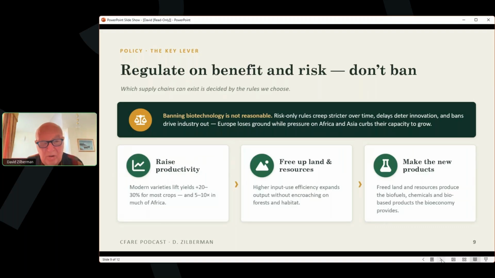Now, a key element is to regulate based on benefit and risk, not to ban. Banning something like GMO is a big mistake because you cannot build a bioeconomy without using more technology. We have to be very careful about our regulation, but we cannot only regulate based on risk alone. We have to balance risk and benefit, and that will allow us to have new products and a healthy bioeconomy.